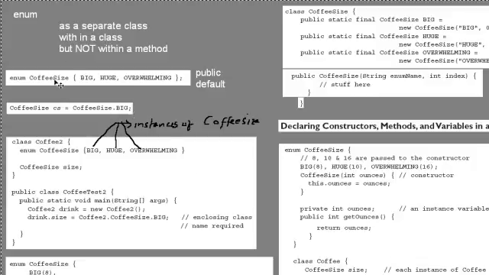So enums declared as a separate class outside could have these two access modifiers, public and default, just like any other class.